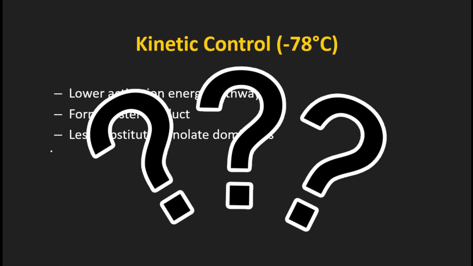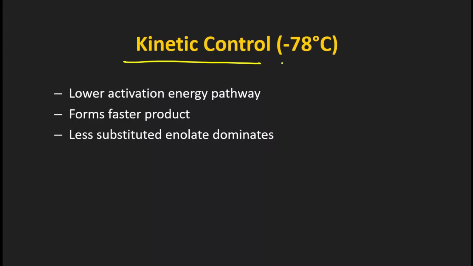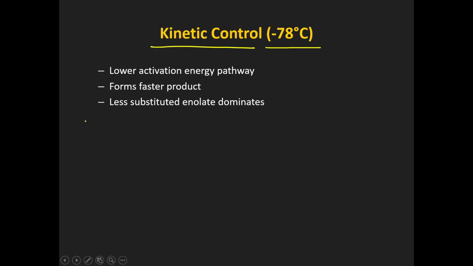Why is this happening? See here. Firstly, see the kinetic control. Suppose you have given minus 78 degrees centigrade temperature. A low temperature is given to you. Actually, when you use a strong bulky base like lithium diisopropylamide, you can program the reaction to choose which side of the ketone it wants to attack.